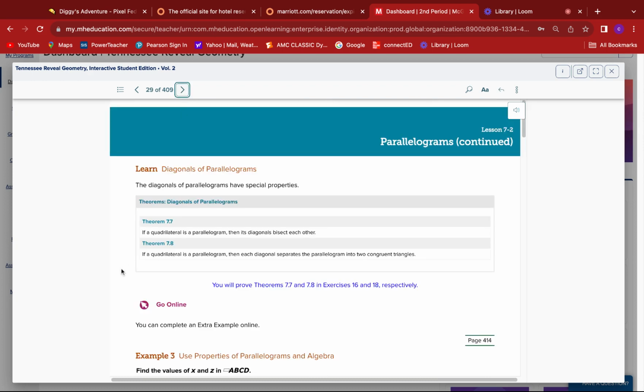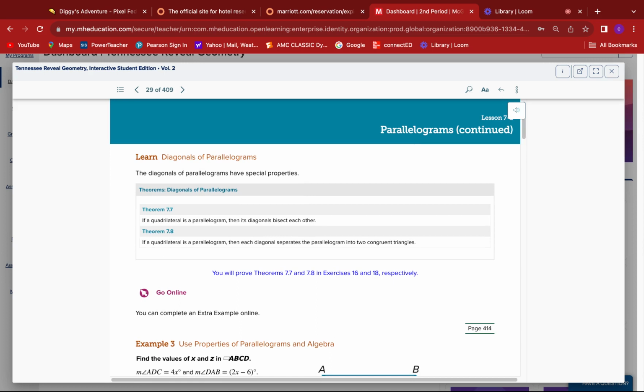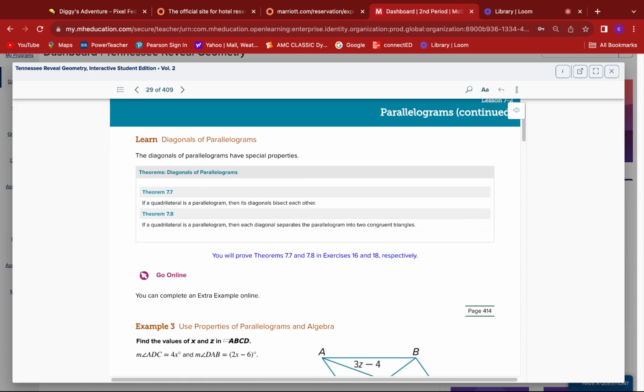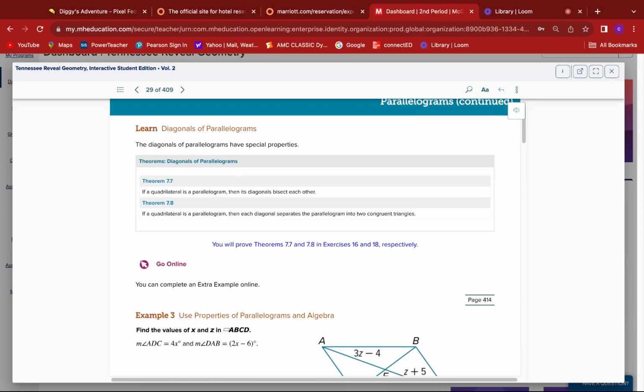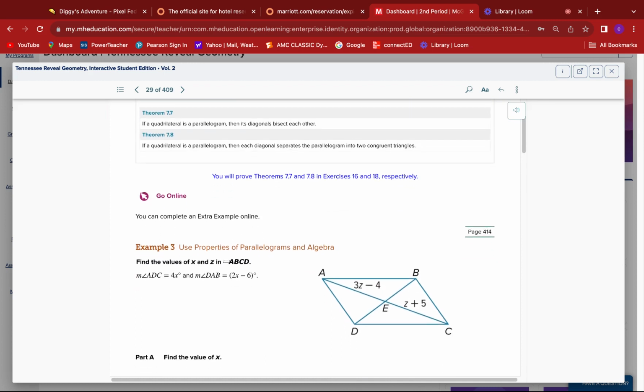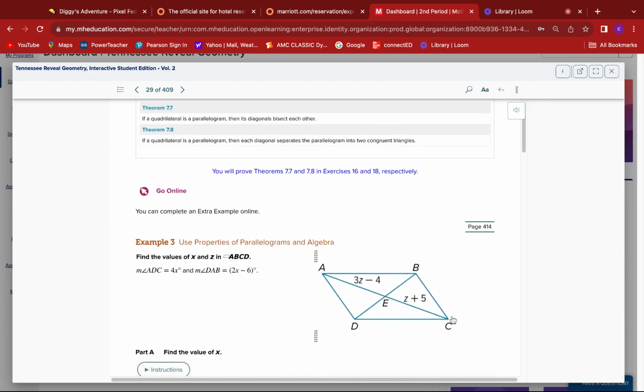All right, so I am on example 3. This is page 415 in your workbook if you're following along. And it's talking about the diagonals. I was wondering when they were going to say this. You guys, the diagonals of a parallelogram, they bisect each other. If you've forgotten what bisect means, it means they cut each other in half. So AC and BD bisect each other. That means AE is congruent to CE, and DE is congruent to BE. So bisect means to cut into 2 equal parts.